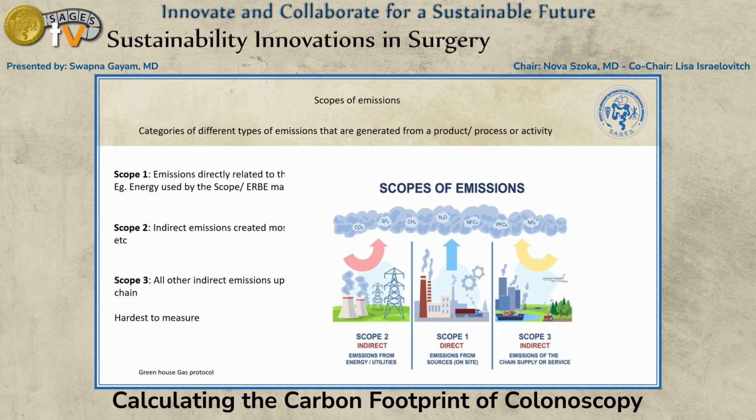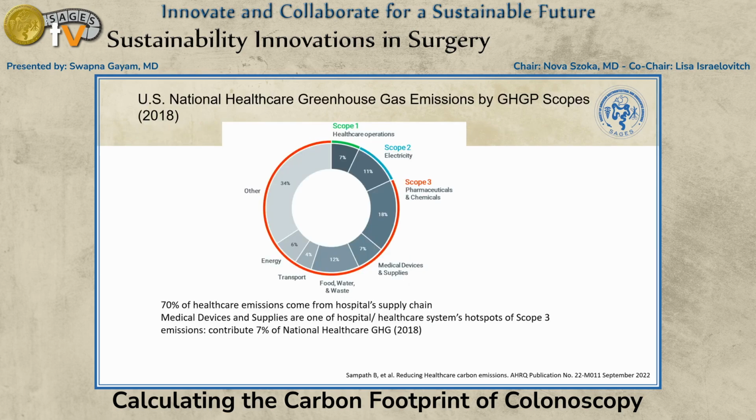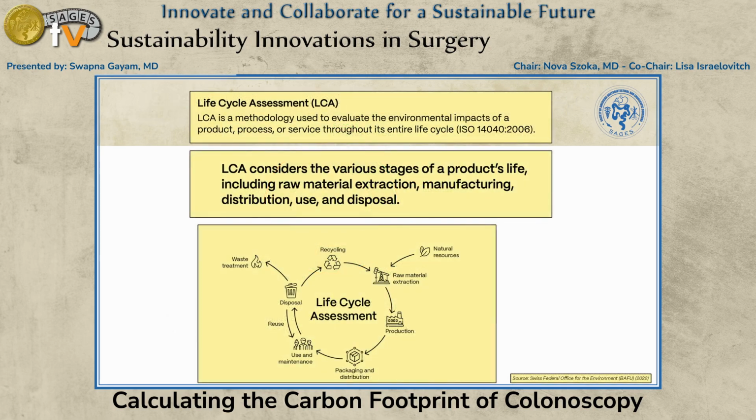So, just a representation. Now, the problem with healthcare is that 70% of healthcare emissions come from supply chain. Medical devices and supplies are a big carbon hotspot, and they come under scope 3. And that's the biggest problem in calculating the carbon footprint of anything in healthcare. Now, to account for all of these types of emissions, and I didn't mention scope 4, which is not usually mentioned, it's just omitted or saved emissions. For example, compare one to the other, how much have we saved?